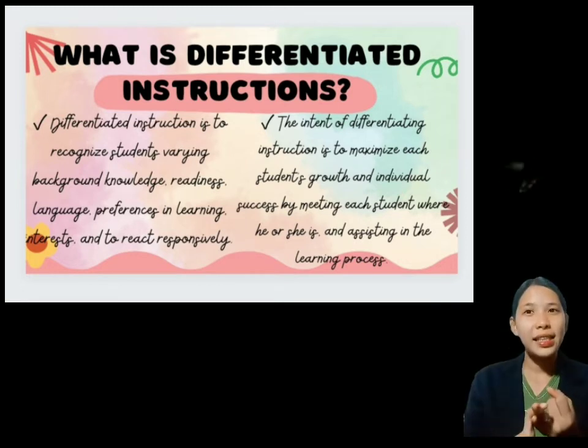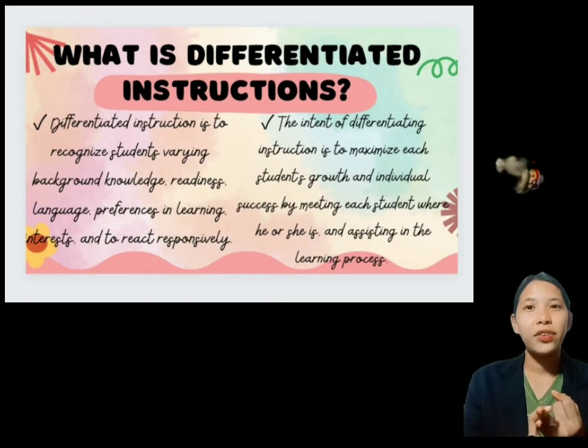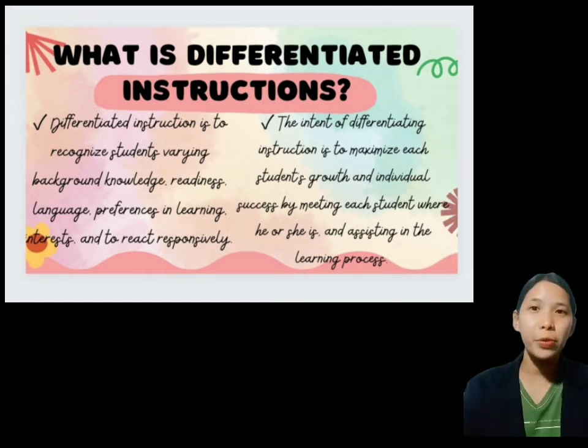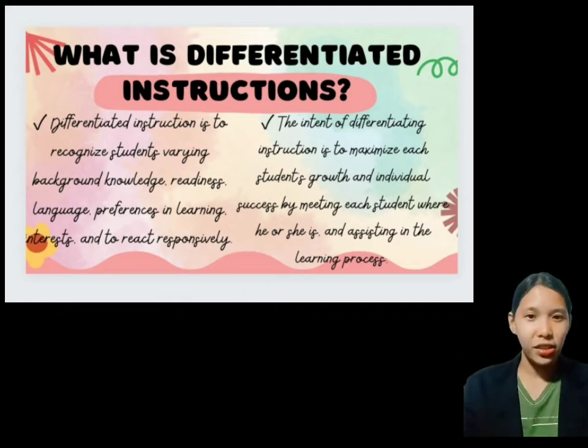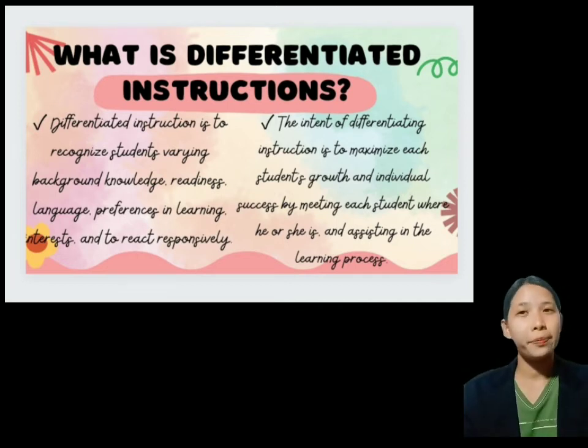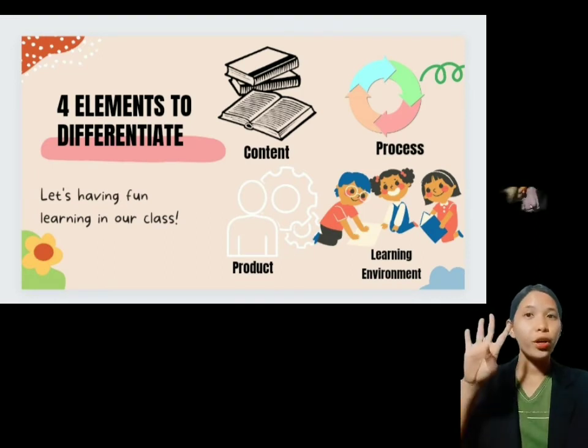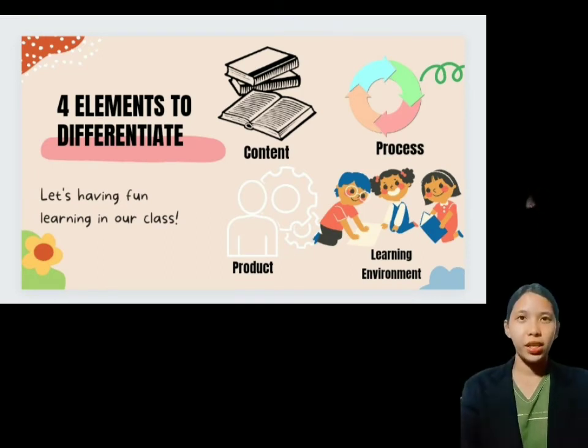And lastly is employ different groupings format for instruction. So for example, whole class or small groups, independent instructions, and use flexible groupings. So there are four elements to differentiate. So first is content, second is process, third is product, and fourth is a learning environment.